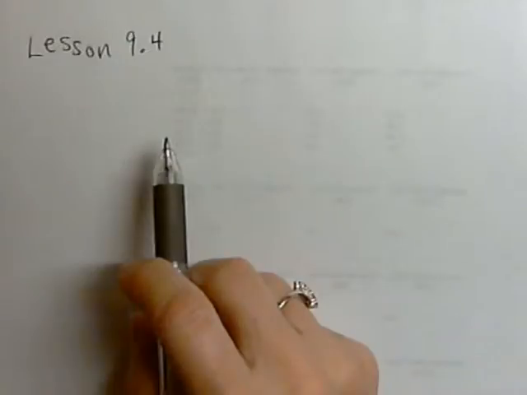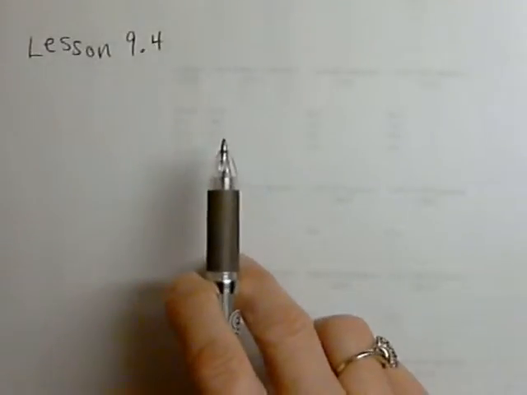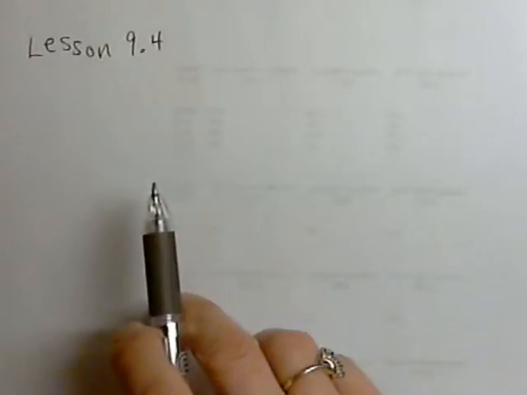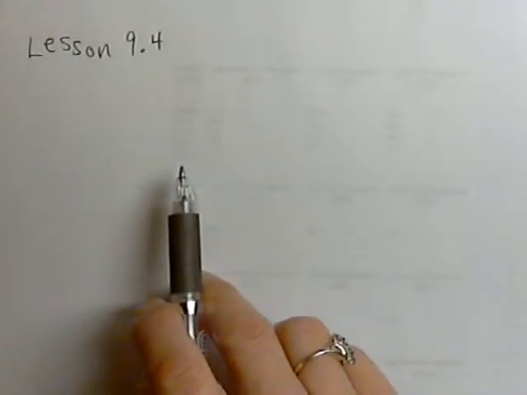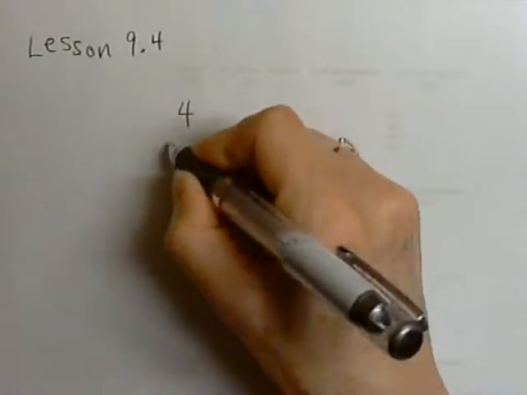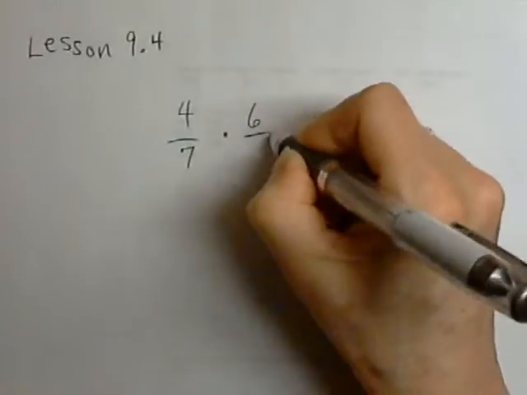When we multiply fractions, we remember that we multiply numerator with numerator, that is, the top number of the fraction with the top number of the other fraction, and then multiply denominator with denominator, and that is the bottom number of one fraction with the bottom number of another fraction. So let's just look at an example.